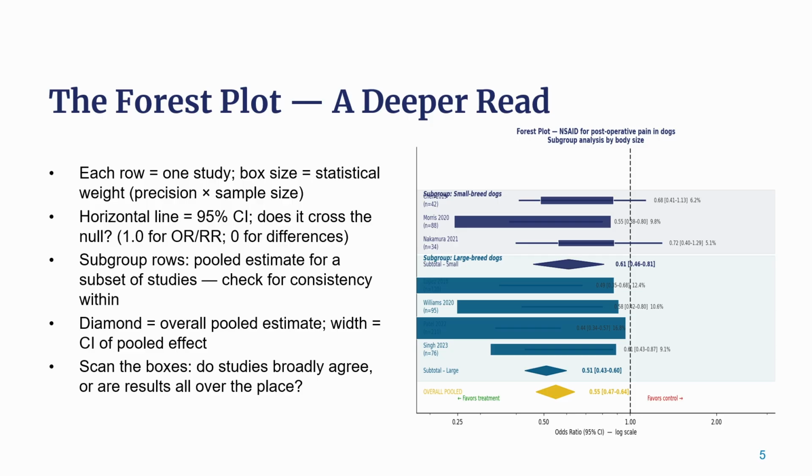This helps you see whether the treatment effect is consistent across different populations or whether it's really only effective in a specific subgroup. The key visual question is, do the study confidence intervals overlap substantially? If they do, the studies are consistent. If some CIs barely touch or don't overlap at all, you're looking at heterogeneity. And the next slide is critical.